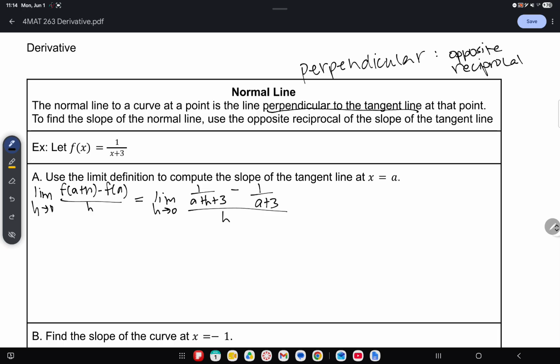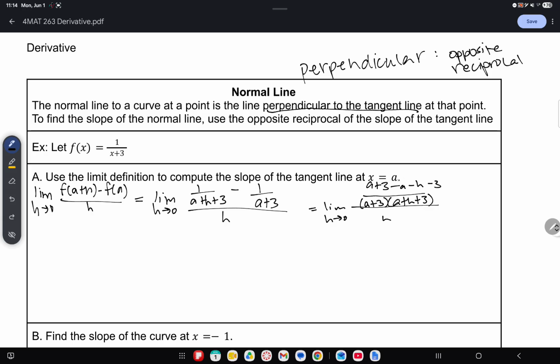Now I'm going to want to get all of this into one fraction, and I don't want to forget my limit notation here. The common denominator is going to be both of those factors, a plus 3 and a plus h plus 3. That first fraction is missing a factor of a plus 3, and 1 times a plus 3 is a plus 3. Now this second one is missing the factor a plus h plus 3, but I'm subtracting it over. And 1 times a plus h plus 3 is a plus h plus 3, and I'm going to subtract everything over. So minus a minus h minus 3.